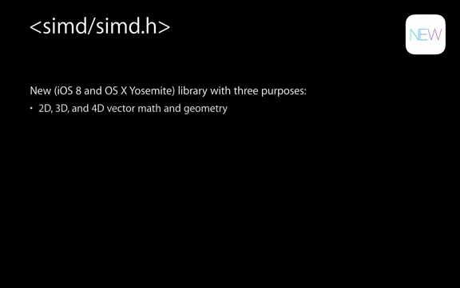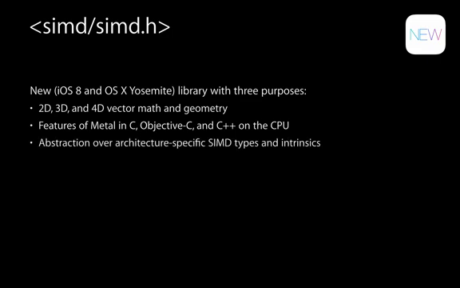The first one is to support 2D, 3D, and 4D vector math and geometry. The second purpose for SIMD is to provide a lot of the features of Metal in C, C++, and Objective-C running on the CPU. So it's going to make it easier to prototype code. Maybe you want it to run on the CPU before you deal with GPU stuff. Maybe you want to move code between the CPU and the GPU. Makes it a little bit easier to do that. And finally, the SIMD library provides an abstraction over the actual hardware SIMD and the types and intrinsics that you often use to program against it, that make it easier to write your own vector code when you need to.